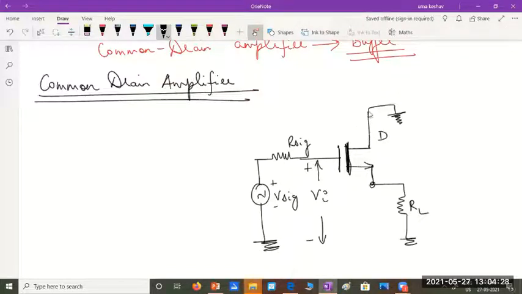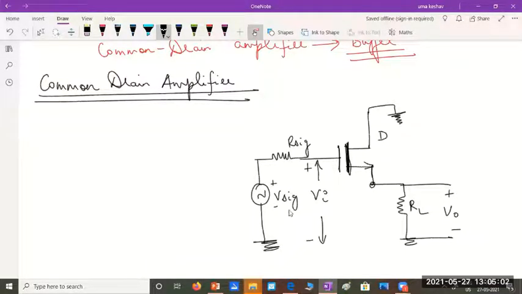So you can connect a DC voltage source, but remember it will act as a short circuit. Even if I have VDD here, it will act like a short circuit for AC operation and it will be connected to ground. And the output voltage is measured from the source terminal to the ground. So this is the circuit of a common drain amplifier. Please make a note of this circuit.